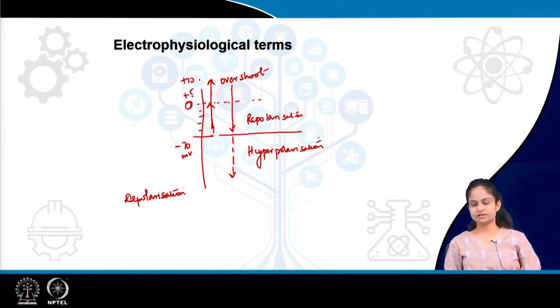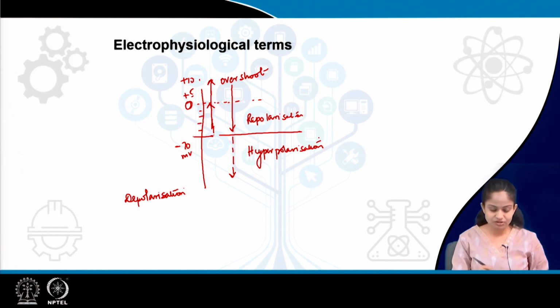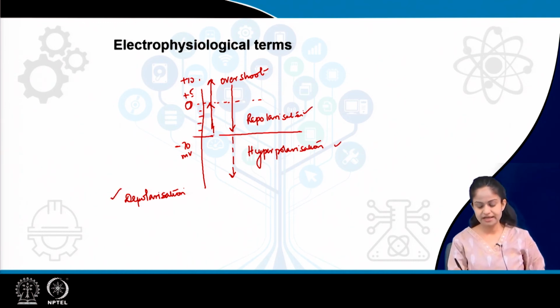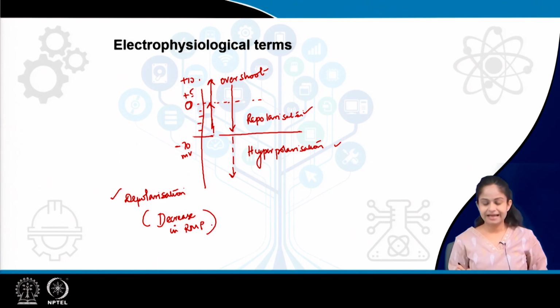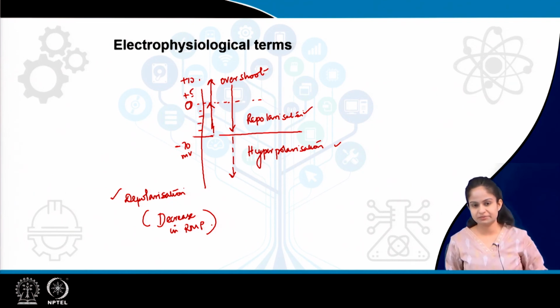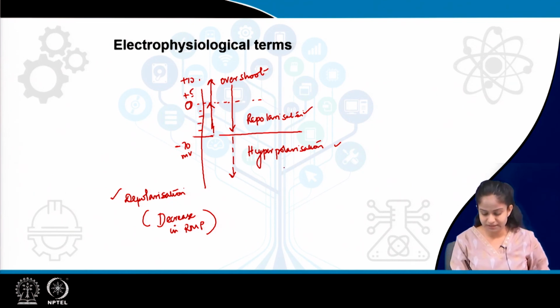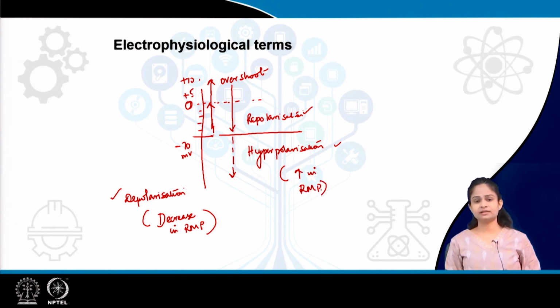So, these few electrophysiological terms you have to remember: depolarization, repolarization and hyperpolarization. Depolarization means whenever the resting membrane potential is moving towards the positive side, that is, a decrease in the RMP. Repolarization means the potential is already coming back to the resting membrane potential, and hyperpolarization means an increase in the resting membrane potential. That means the membrane is becoming more and more negative.